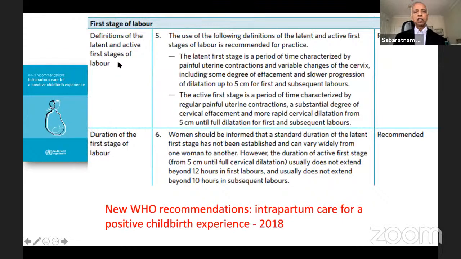And these are the definitions of the latent and active phase. The latent phase is a period characterized by painful contractions until they progress to 5 centimeters. And the active phase starts at 5 centimeters to full dilatation. The duration of the first stage of labor usually does not extend beyond 12 hours in the first labor and 10 hours in subsequent labor. So from 5 to 10 centimeters, they are giving 12 hours, unlike in the past, when we gave only 5 hours, or with the action line 9 hours. So this is extended for the intrapartum care guideline.